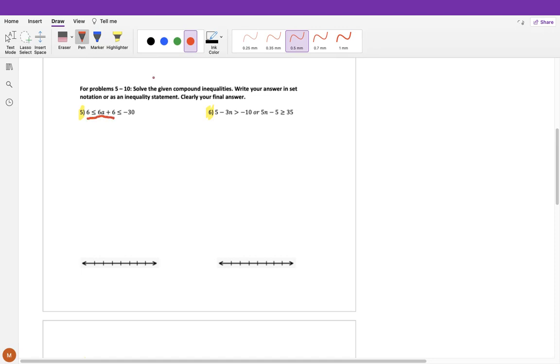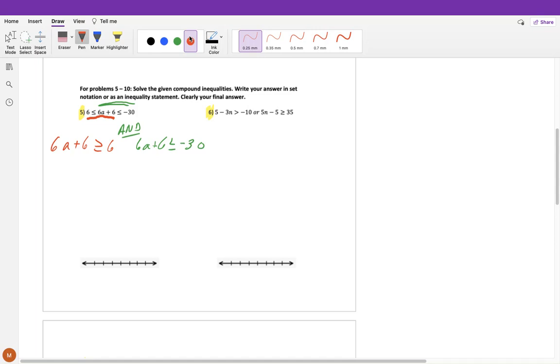So I'm going to then rewrite this out. So we have 6a plus 6 is greater than or equal to 6. That's the red one I just underlined. And then we also have the other inequality here, 6a plus 6 is less than or equal to negative 30. Since I don't see the word or, I know it's got to be and, because it's in between the two numbers, so it has to be greater than or equal to 6 and less than or equal to negative 30.